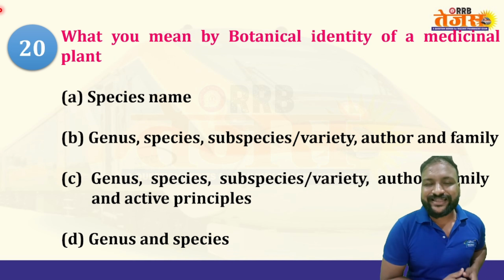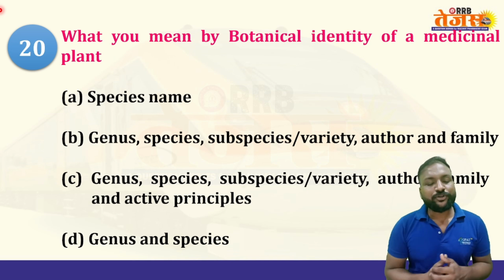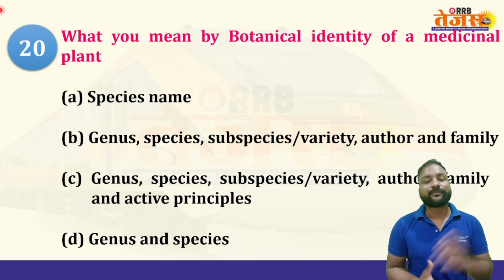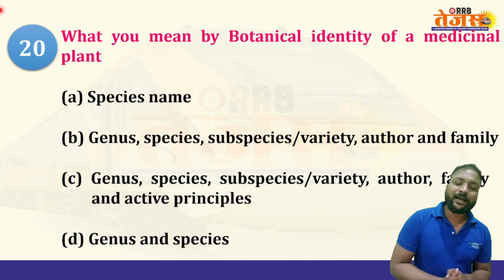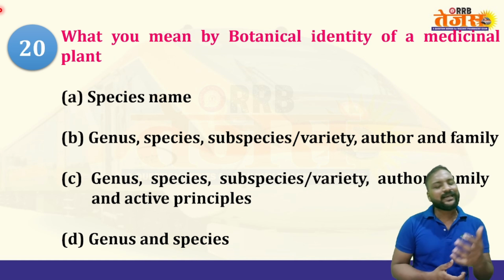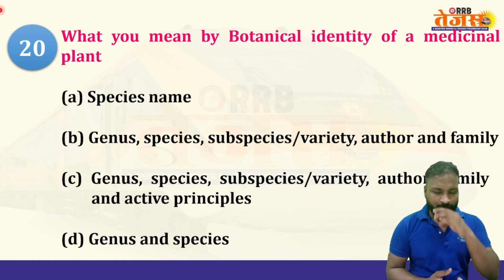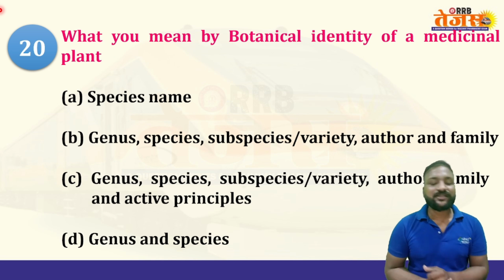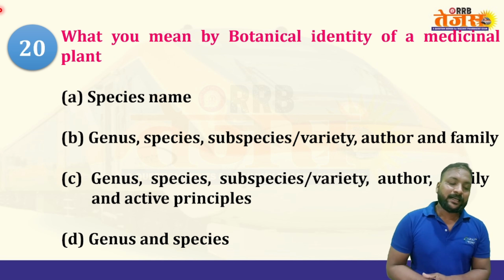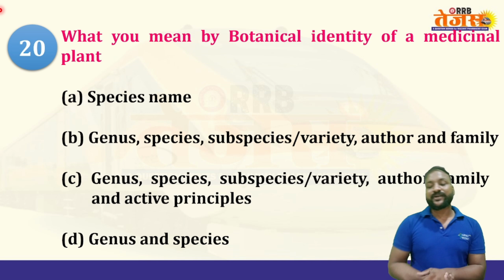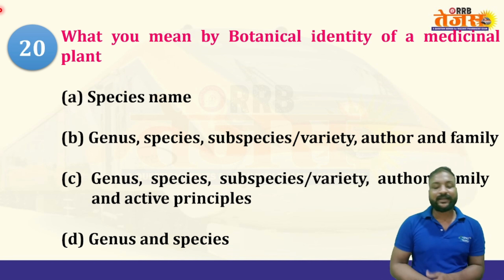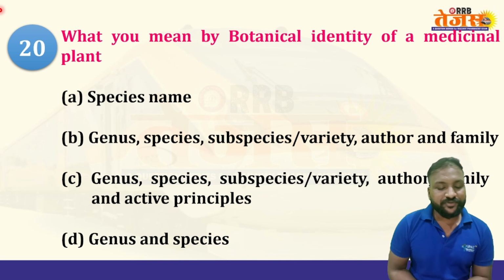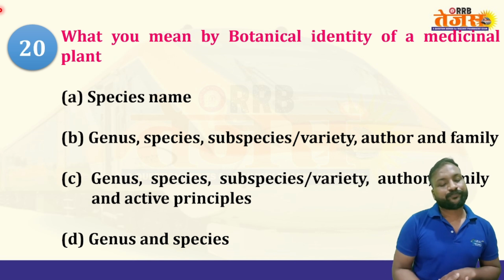So 20th question in this series: what do you mean by the botanical identity of a medicinal plant? According to that, botanical identity, what are the components to be there? Option A, species name. Option B, genus, species, subspecies, variety, author, and family. Option C, genus, species, subspecies, variety, author, family, and active principles. And option D, genus and species.